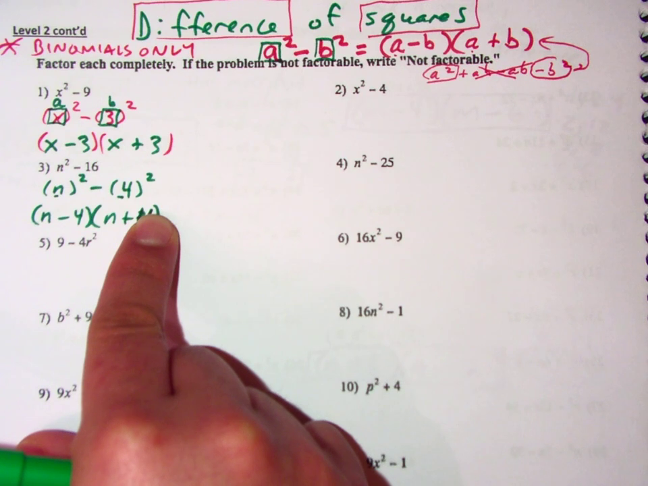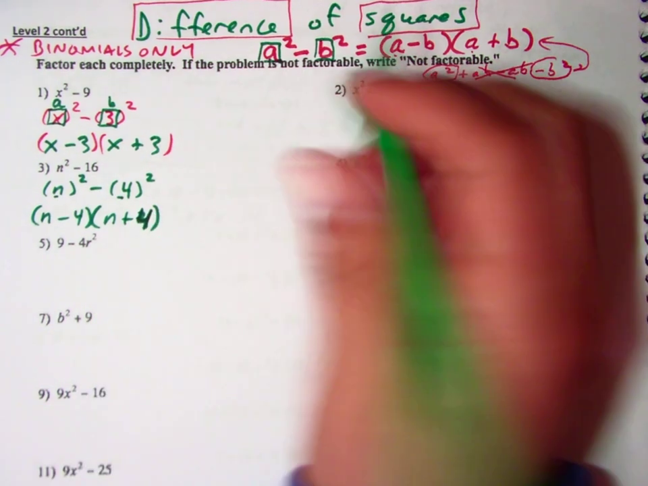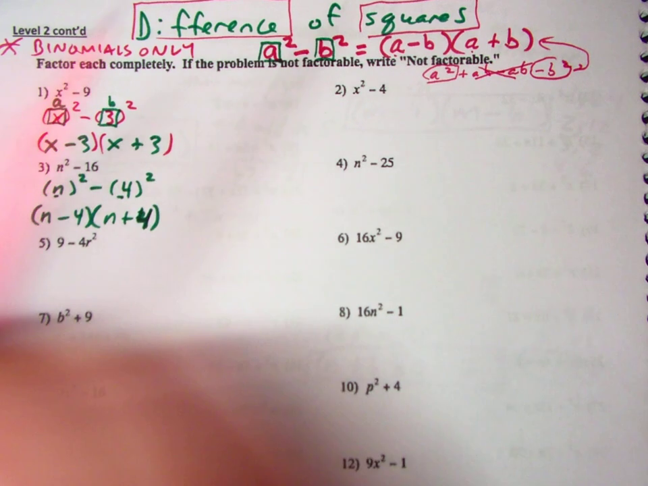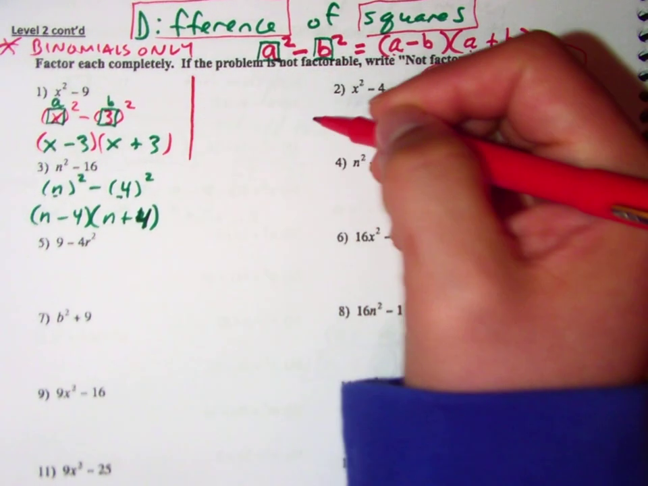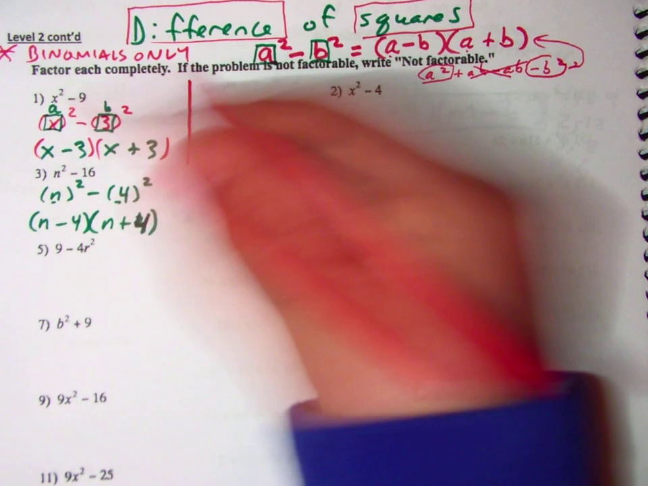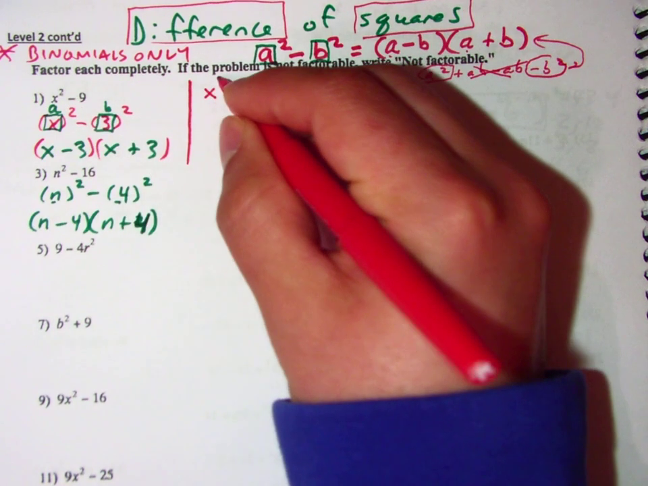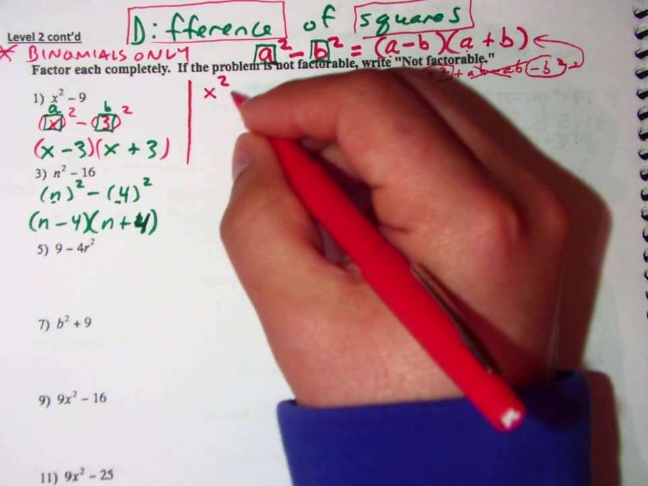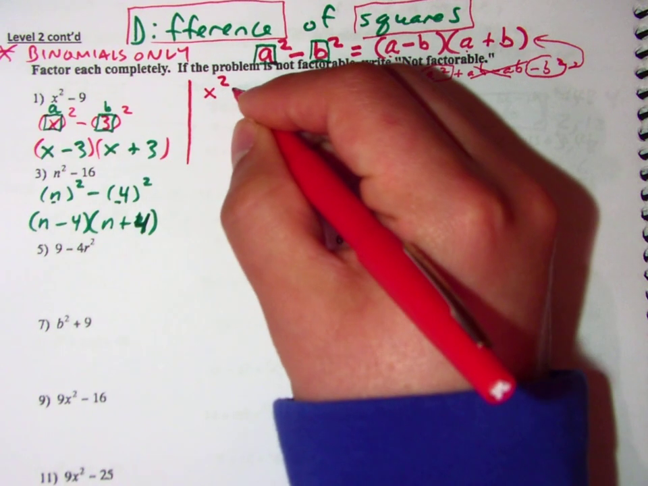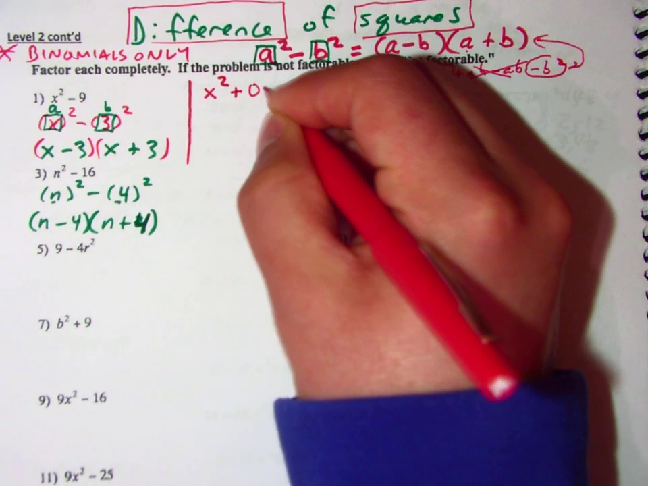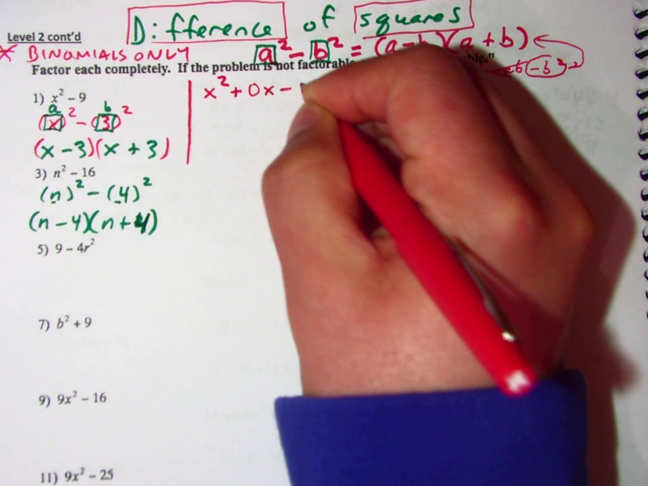All right. Now, interestingly enough, you don't have to write this down, but it's worth mentioning because you could kind of treat this like the previous problems where we had trinomials, but what you would do is you rewrite x squared minus 9 as x squared plus 0x minus 9.